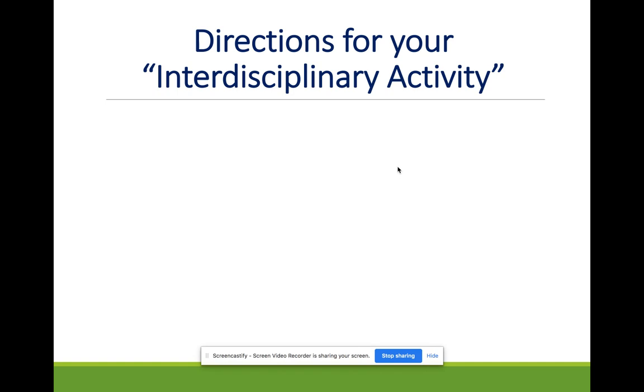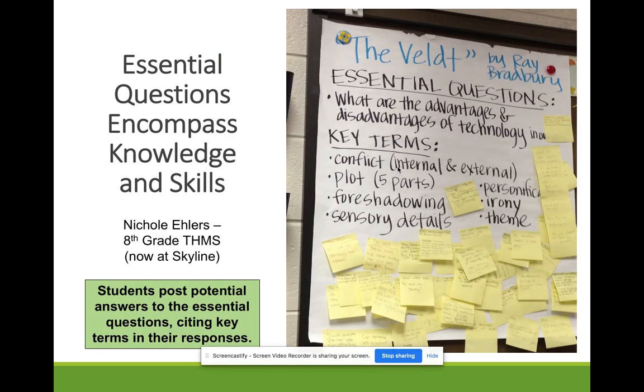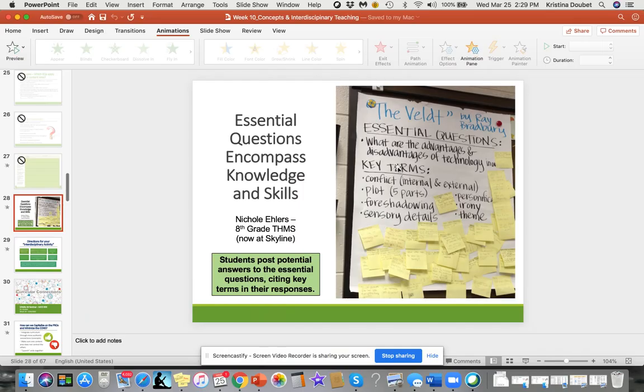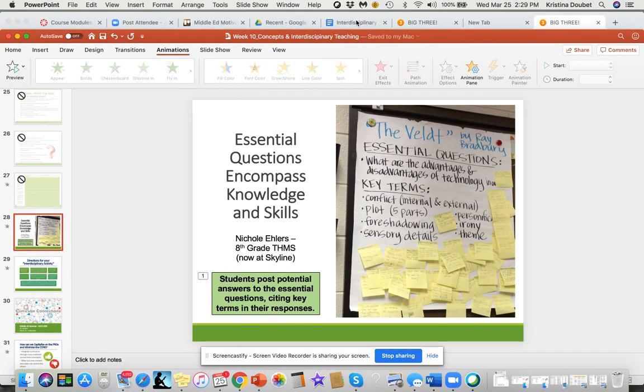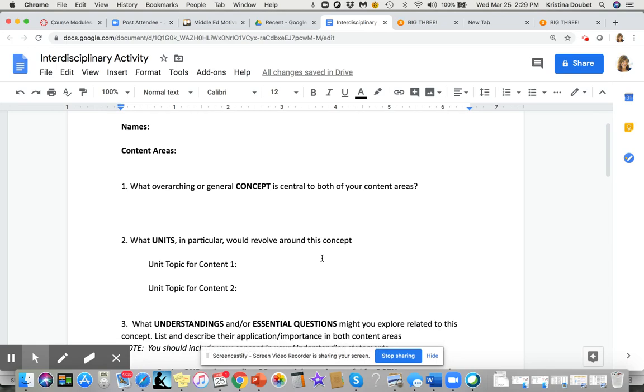So this is what you are going to do. You're going to do an interdisciplinary activity. You're going to take all of this and you're going to work together to create an interdisciplinary activity. I'm going to show you what that is first, just so you can see what I'm referencing. This is posted in your Canvas module.